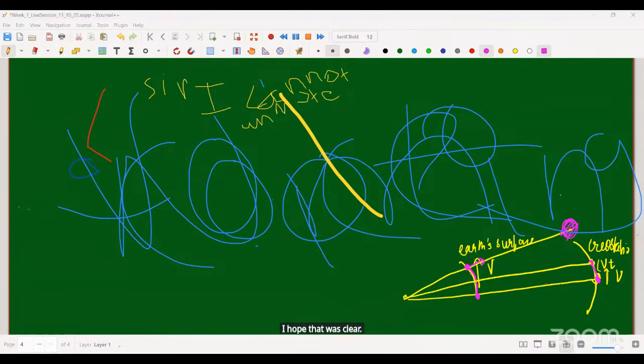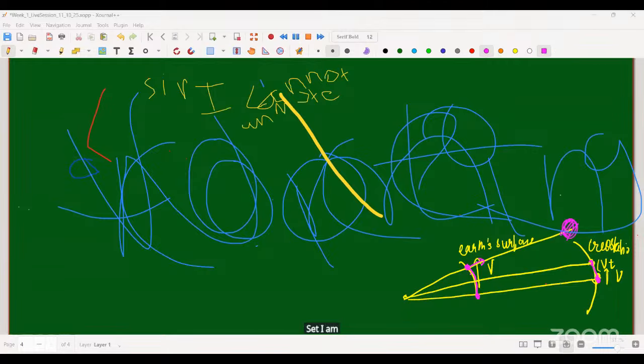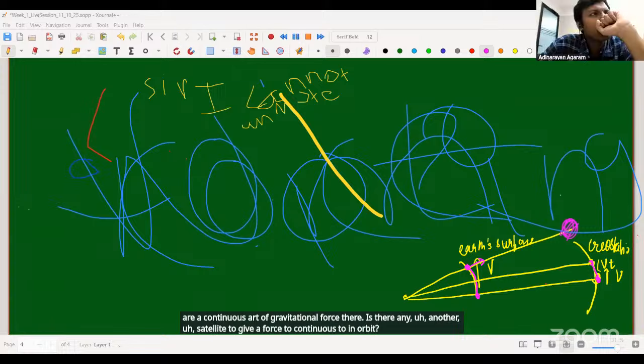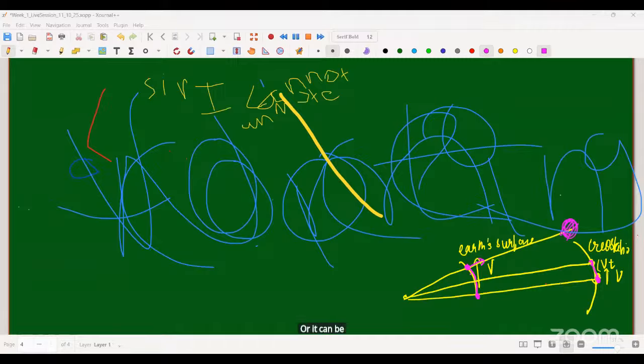Sir, I'm Chandrasekhar, sir. I can ask my doubt. Yes. Sir, I have a doubt. The satellite in geostationary orbit, there is a continuous act of gravitational force, sir. Is there any other satellite to give a force to continuously keep it in orbit? How can it be stationary, sir, in orbit?